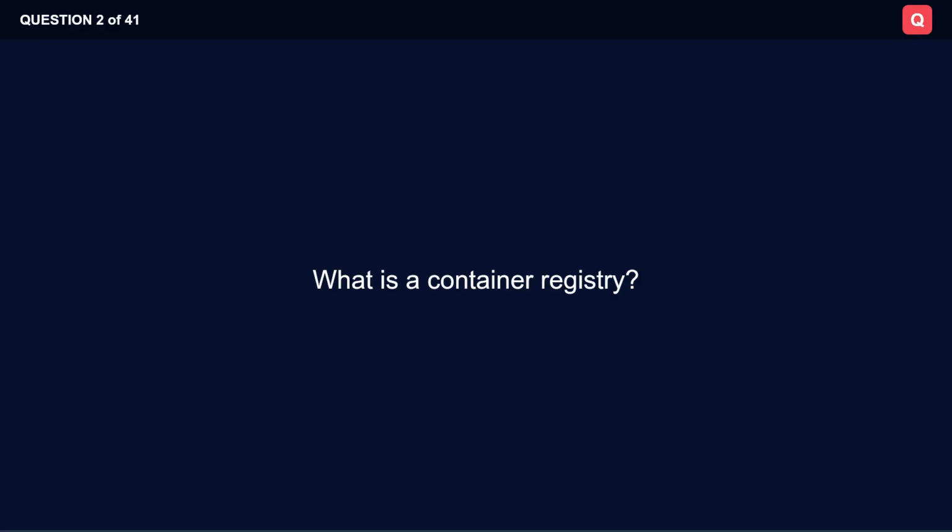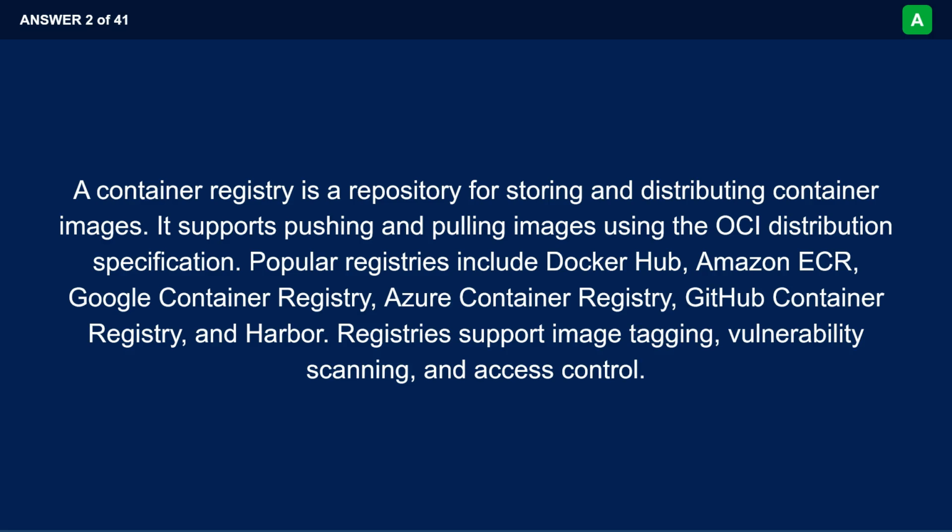What is a container registry? A container registry is a repository for storing and distributing container images. It supports pushing and pulling images using the OCI distribution specification. Popular registries include Docker Hub, Amazon ECR, Google Container Registry, Azure Container Registry, GitHub Container Registry, and Harbor. Registries support image tagging, vulnerability scanning, and access control.